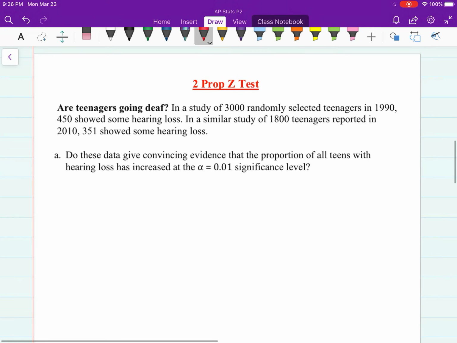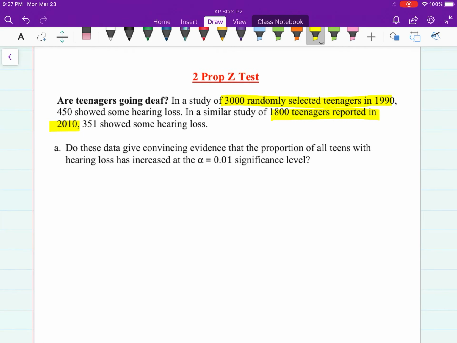Now, let's take a look at what I want to show you guys how to do today. Are teenagers going deaf? In a study of 3,000 randomly selected teenagers in 1990, 450 showed some hearing loss. In a similar study of 1,800 teenagers reported in 2010, 351 showed some hearing loss. So we have here two different groups of people. We have 3,000 randomly selected teenagers from 1990, and we have 1,800 teenagers from the year 2010. And in each group, we have a different amount of teenagers that reported some hearing loss.